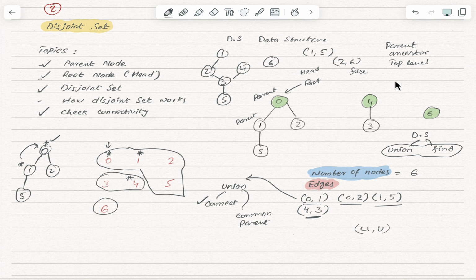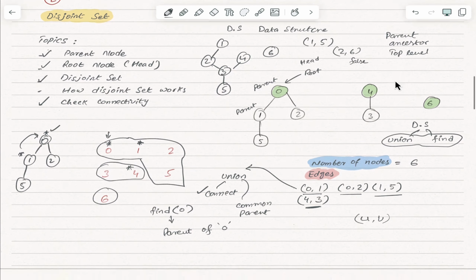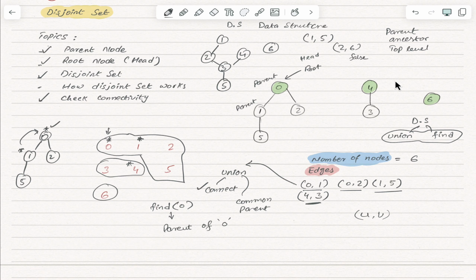Now from this find function, if I say find 0, find 0 will just give us an answer: who is the parent. It will give the answer, the parent of vertex 0. So it is just going to tell us this thing. And once this whole data structure is made, we can ask some questions to our disjoint set.